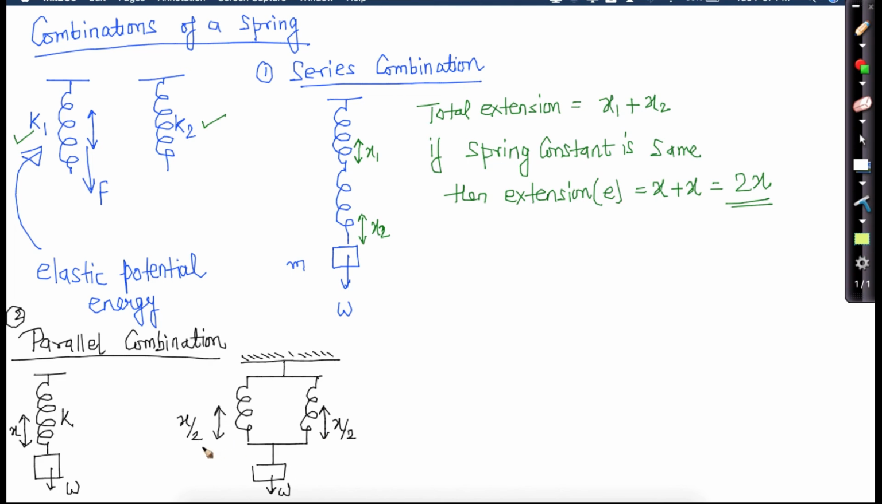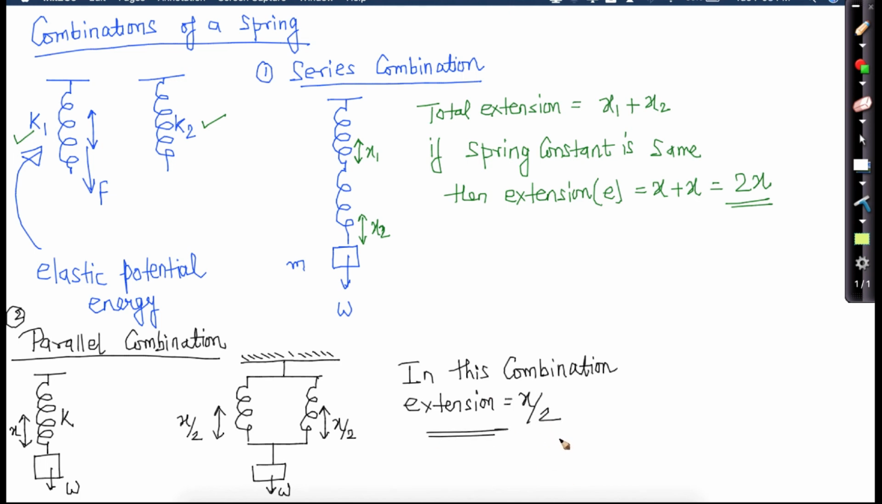It means in this combination the extension is only x by 2. Don't take it like x by 2 plus x by 2. No, the vertical change is only x by 2. Keep this in mind. So in this parallel combination, the extension is equal to x by 2.